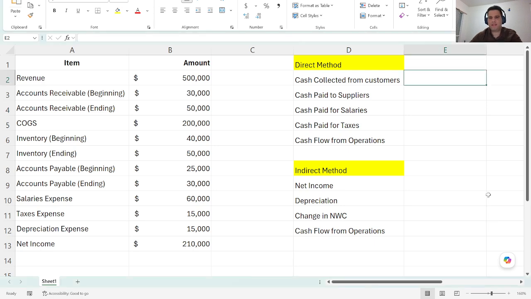To calculate the cash collected from customers, we start with revenue, which represents our sales. And we're going to subtract any increase in accounts receivable. Why do we subtract increase in accounts receivable? Because part of the sales that we did, we never received the cash for it. So the actual cash collection is going to be 500,000 minus the increase in accounts receivable.